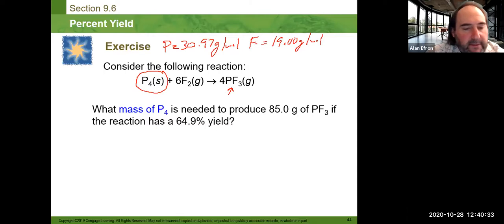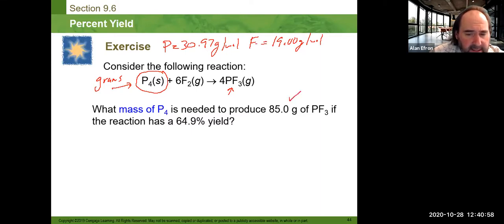Okay, so let's see how we're doing. If you weren't really sure where to begin with this problem, there's a lot going on here. Let's think about what we're trying to find and what's given to us. We're obviously trying to find the grams of this compound that is needed to produce 8.5 grams of PF3.